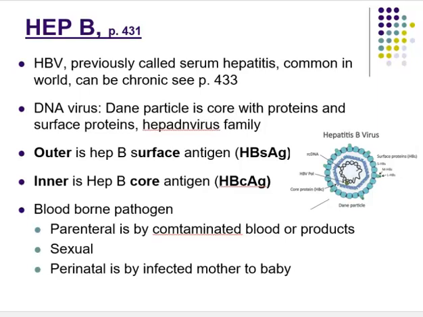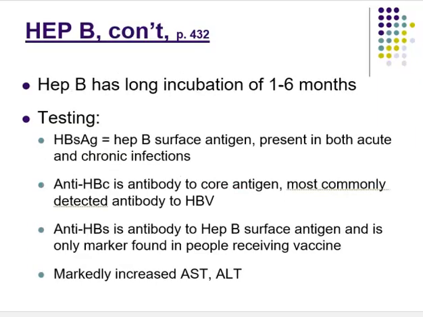Of course, we know that Hep B is a bloodborne pathogen. There's a few different ways we can come in contact with Hep B. The first one is parenteral, which is coming in contact with mucous membranes or skin. If contaminated blood or blood products come in contact with your skin or mucous membranes, you could become infected. Also, there's sexual transmission of Hep B. And then there's perinatal, where an infected mother with Hep B can pass it to the baby. Hepatitis B has a long incubation period of 1 to 6 months.